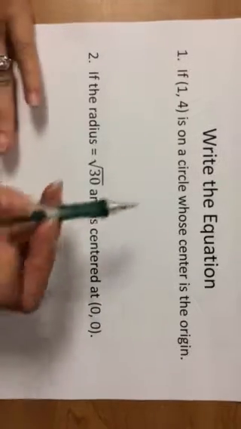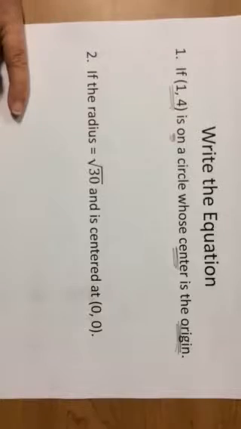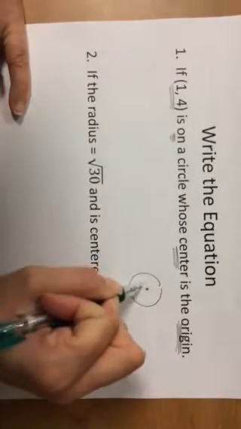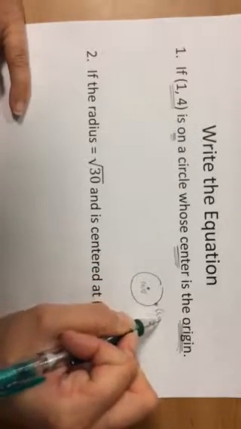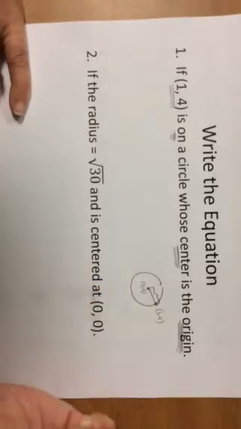All right, you probably want to pause the video here so you can write down these two examples. But here we're going to be writing the equation. So here they say that this point here is on the circle and it is centered at the origin. So I like to draw a picture here to kind of understand what's going on. If I'm centered at the origin, I'm centered at 0, 0, and this point 1, 4 is on the edge of the circle, then the distance between those two things would be my radius.